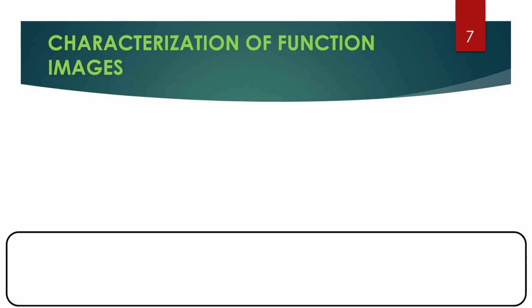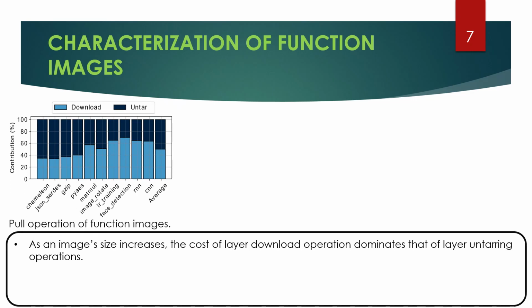The first is, what is the relative contribution of the download and untar operations to the overall image pull latency? We observed that for smaller images, the untar operation dominates the pull latency. However, as the image size increases, the download cost becomes the dominant factor.